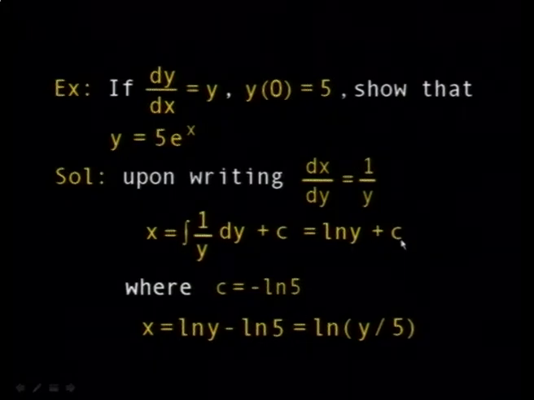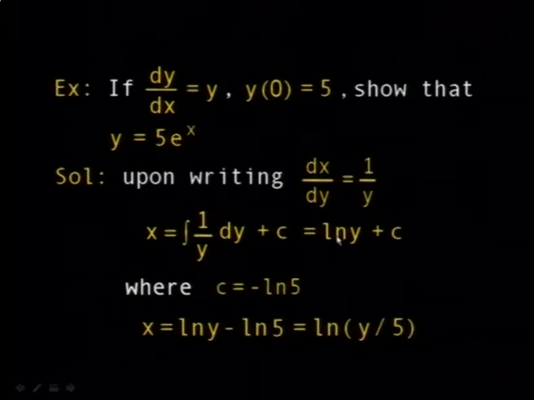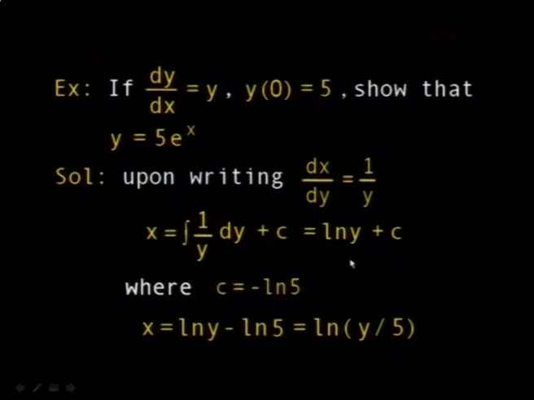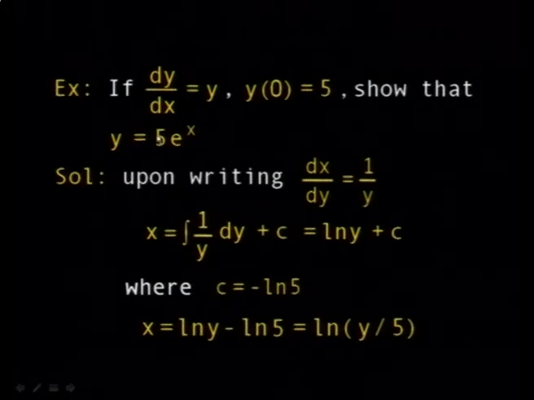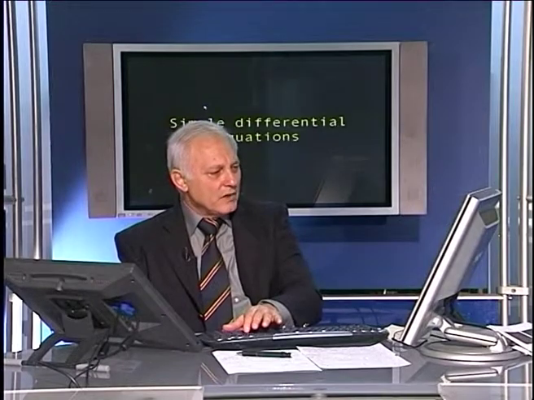Now, what is the value of c? You go back to the initial condition. When x is 0, y is equal to what? To 5. So c is equal to what? 0 minus ln 5. So c is equal to minus ln 5. You substitute c here again, and you get at the end what? x is equal to ln y minus ln 5. But ln y minus ln 5 is equal to ln y over 5. And from here on, the inverse function of this function is what? y over 5 is equal to e to the power x, or y is equal to 5 e to the power x. This is a simple differential equation.